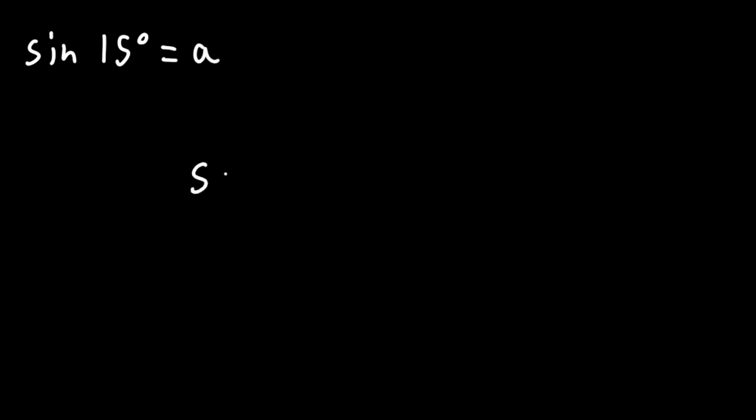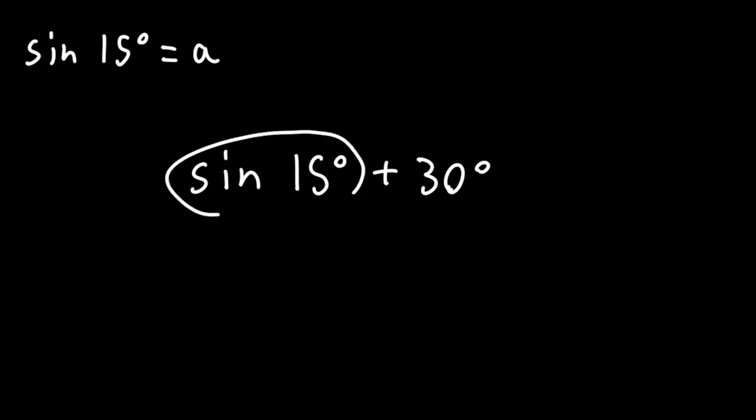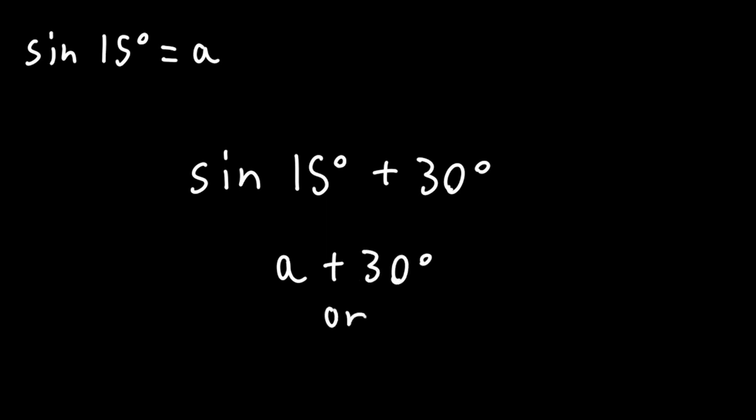Now let's write out the problem. Sine of 15 degrees plus 30 degrees. Now what should we solve for first? Should we solve for sine of 15 degrees and then add the 30 degrees afterwards, which will be a plus 30 degrees? Or should we solve for 15 degrees plus 30 degrees first and then do sine of 45 degrees, because 15 plus 30 is 45.